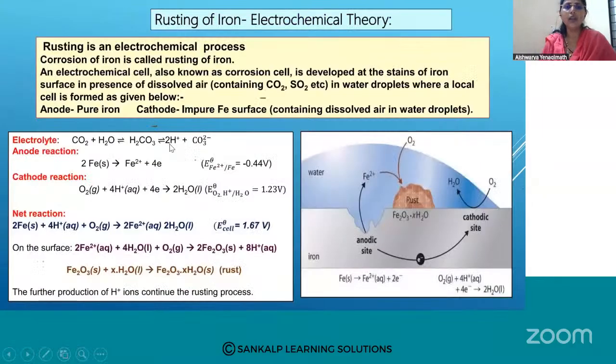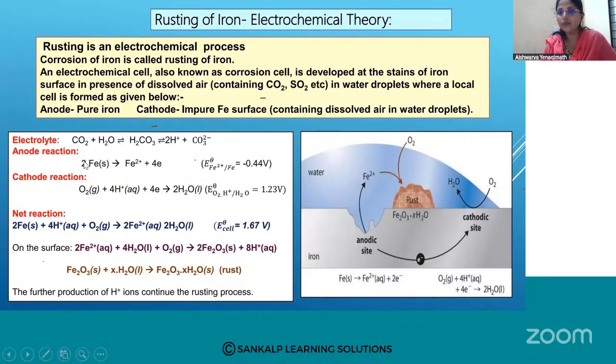Now how to prevent it? You can see here, rusting of iron is the example given. If we talk within electrochemical theory, corrosion of iron is called rusting of iron. An electrochemical cell, also known as a corrosion cell, is developed at the stains of iron. So you can see here, the anode is nothing but my pure iron and the cathode is the impure Fe surface. This is my rust, reddish brown powder, containing dissolved air in water droplets. So CO2 plus H2O forms H2CO3, giving H+ and CO3 2-, and this becomes my electrolyte.